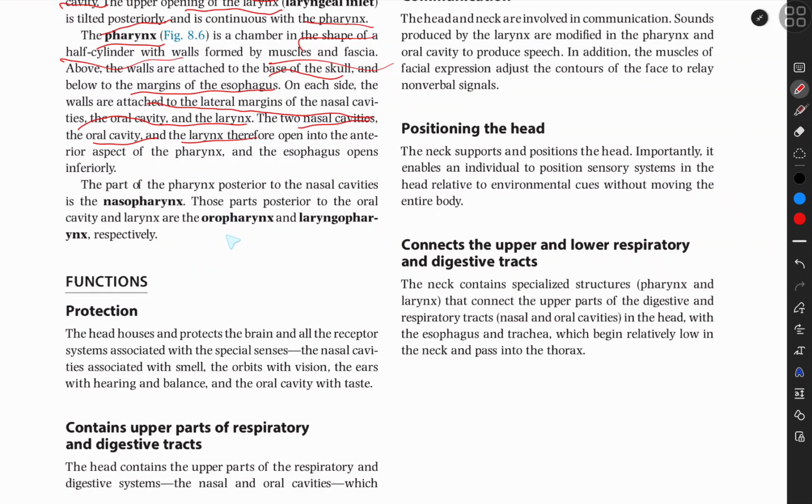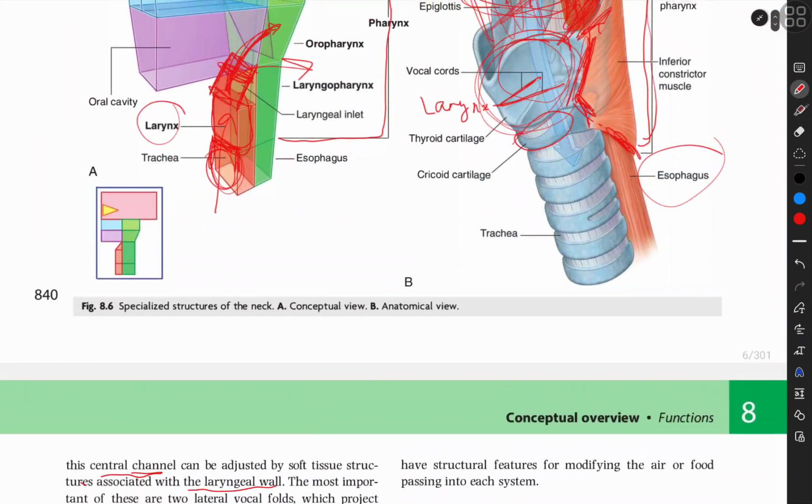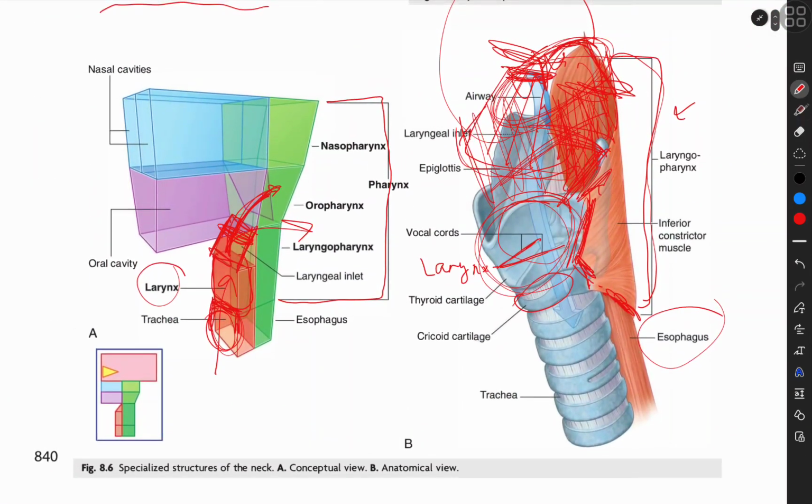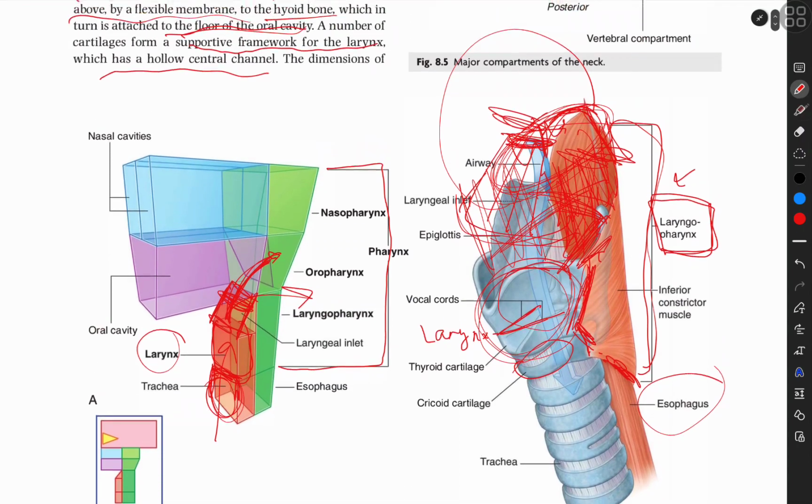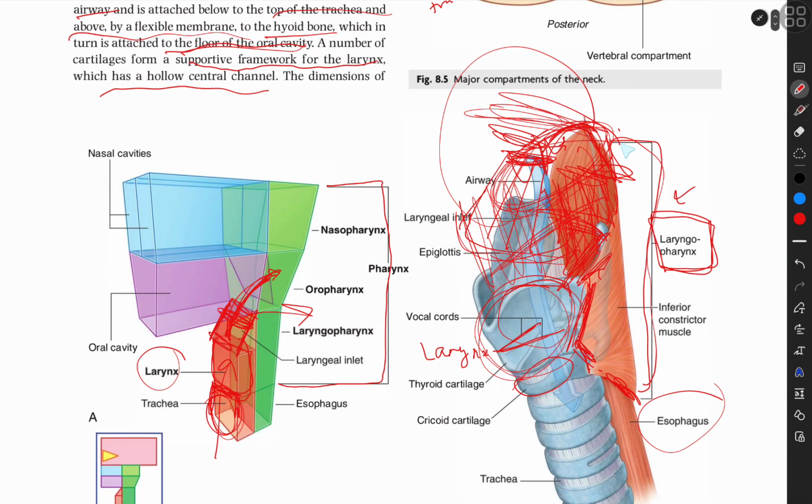So the part of the pharynx posterior to the nasal cavities is the nasopharynx. Okay, so this complete part is the laryngopharynx. Up here somewhere should be the nasopharynx.